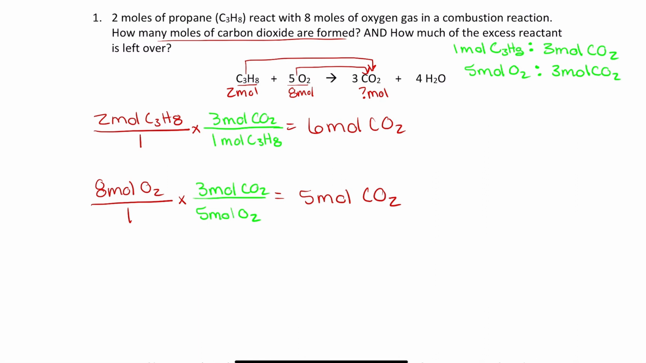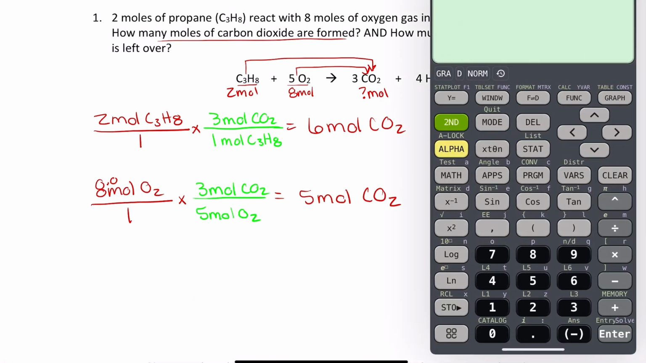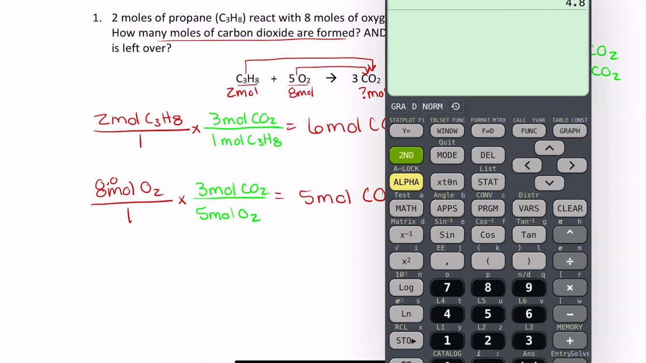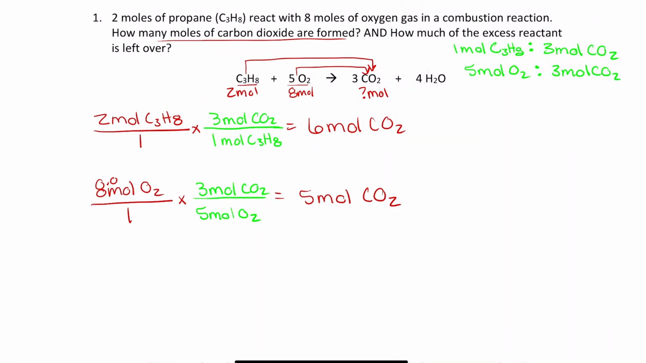I actually wish I would have made this correction ahead of time, but let's pretend this is 8.0. If it's 8.0, let me pull up my calculator here, then 8 divided by 5 times 3 is actually 4.8. All right, I need to get rid of my calculator. I'm going to go ahead and make a correction here because there's a point later where it's really important. So 4.8 moles of CO2.